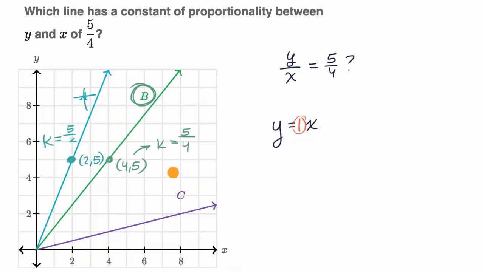Or if you took y over x, you divided both sides by x, you would be left with the constant of proportionality, which would be equal to 1. And if you wanted to graph it, well, it would just look like this. Y would be equal to x for all x's. So that's what, when your constant of proportionality is 1, those would represent points on this orange line that I just constructed.